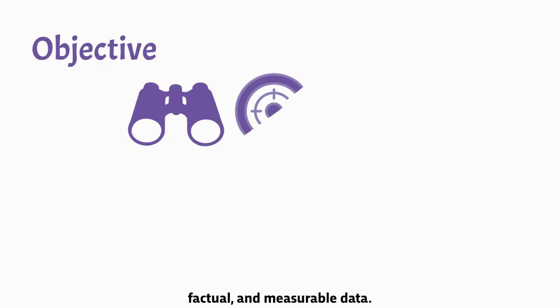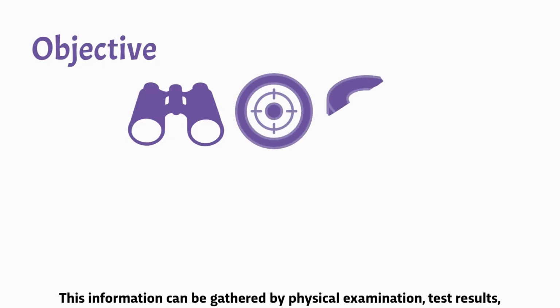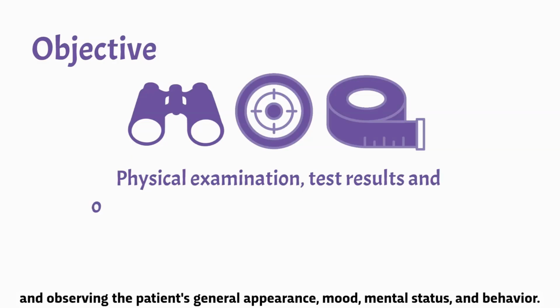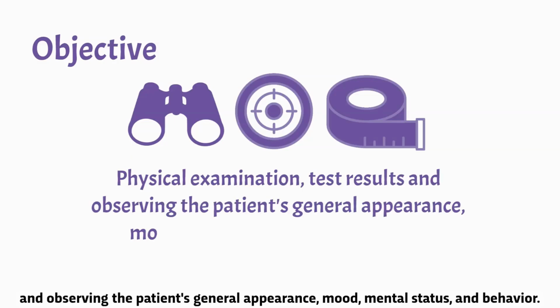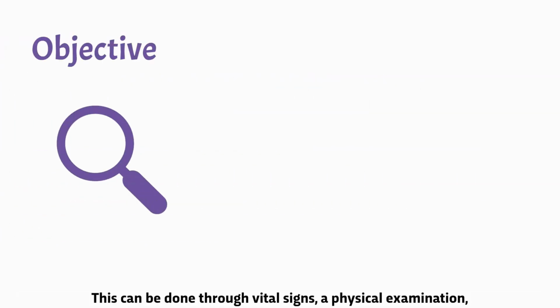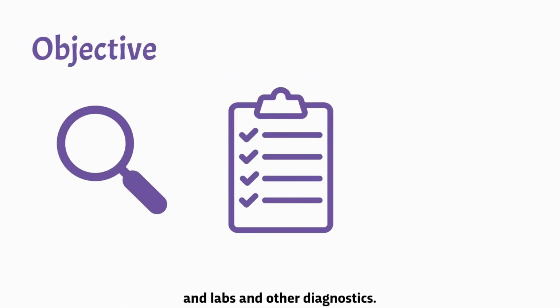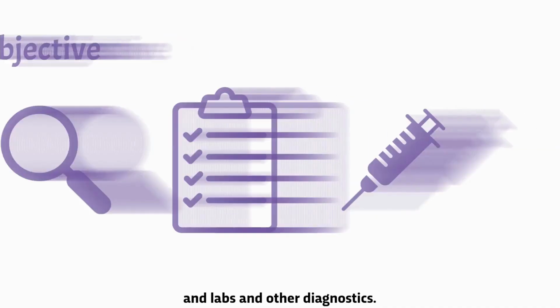This section of the note is for documenting observable, factual, and measurable data. This information can be gathered by physical examination, test results, and observing the patient's general appearance, mood, mental status, and behavior. This can be done through vital signs, a physical examination, and labs and other diagnostics.